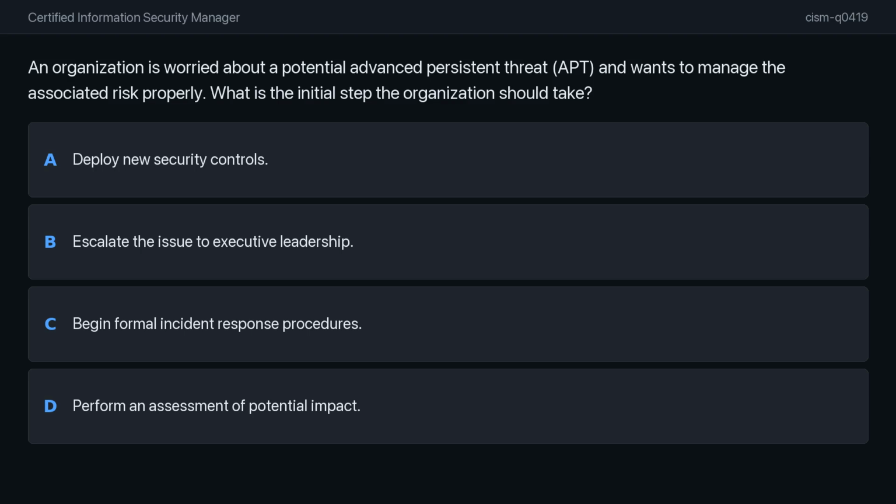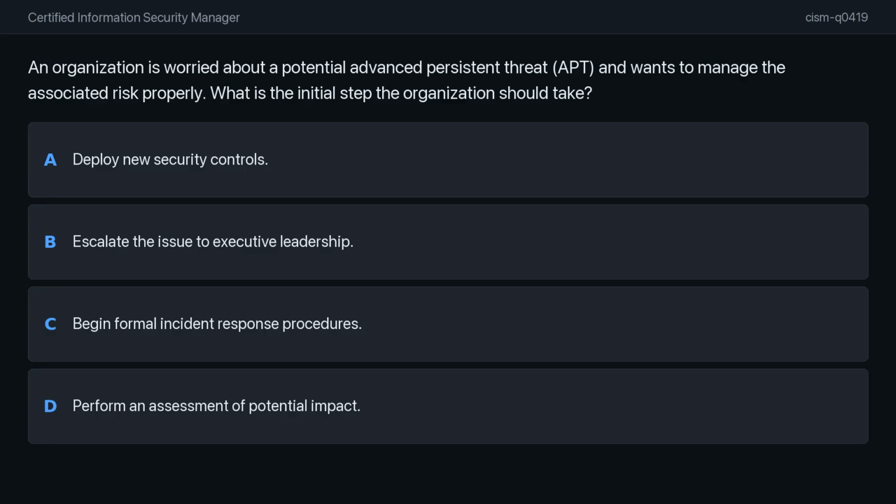Okay, let's take a look at the question. An organization is worried about a potential APT and wants to manage the associated risk properly. What is the initial step the organization should take? Well, the correct answer is option D, perform an assessment of potential impact.